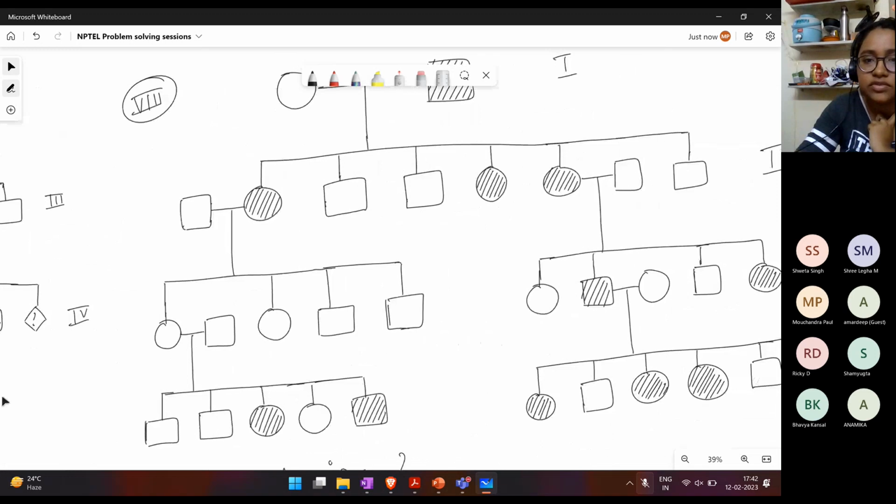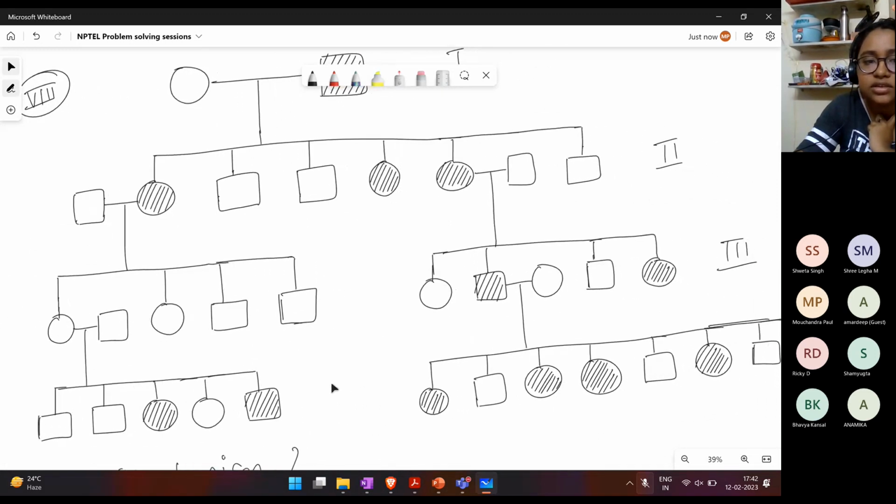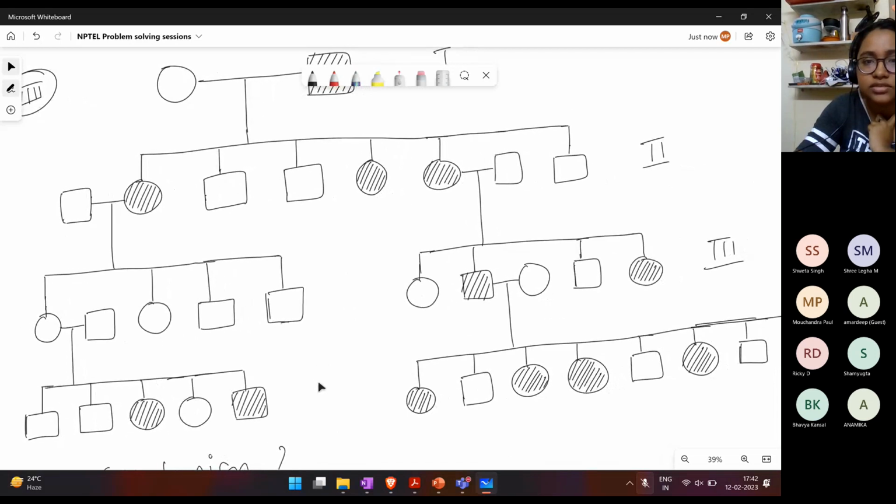This is another pedigree given for you to look at and then guess what the pattern of inheritance will be.